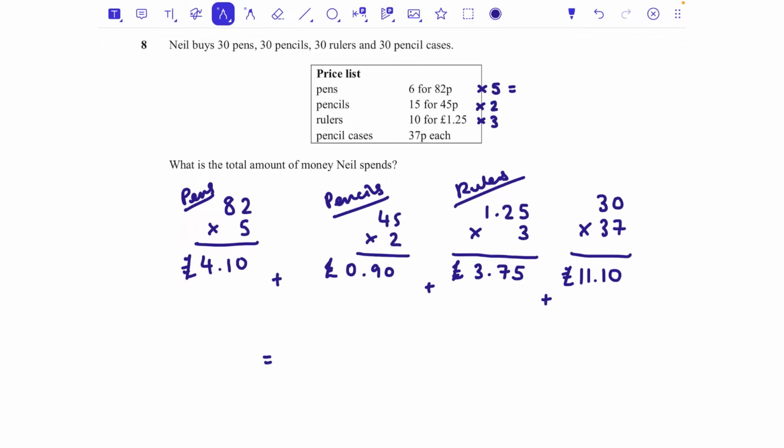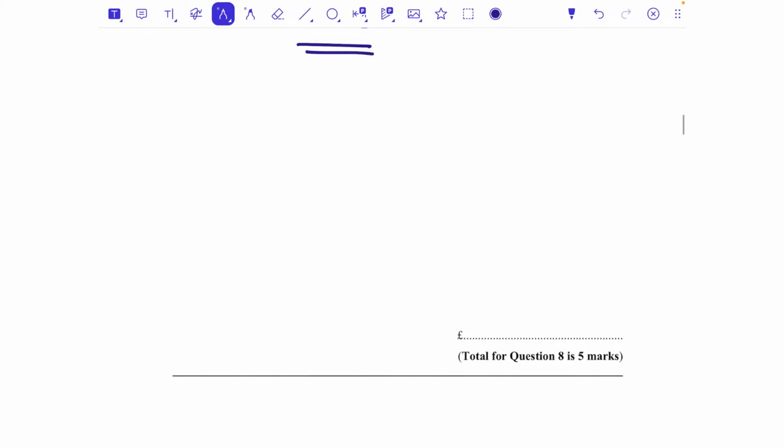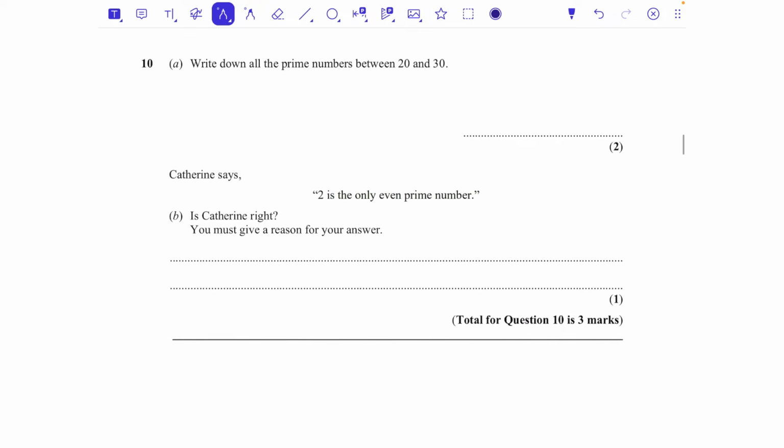So in my calculator, I'm typing £4.10, add 0.9, add 3.75, add 11.1. And that gets me £19.10 and 85 pence as my final answer. Let's pop it on the answer line. 1985. There we go. 5 marks for that. That's okay. Question number 10.